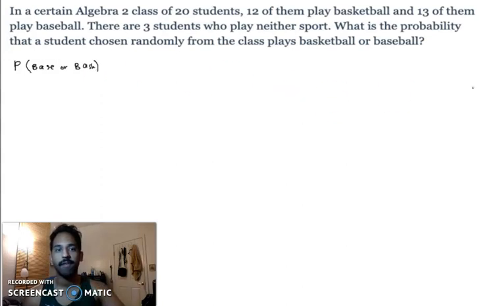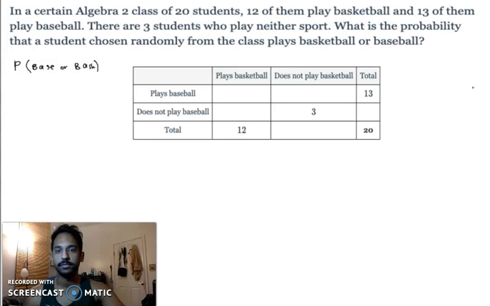And so here I have one ready for us. We want to draw out a table that gives us these pieces of information. The first being who plays basketball, who doesn't play basketball, and the total. And then also who plays baseball and who doesn't play baseball and the total. The table already has filled in information from the question. Here we see that the total number of people that play baseball is 13 students. And we see that up here.